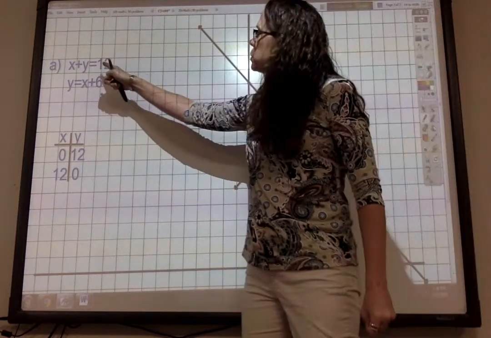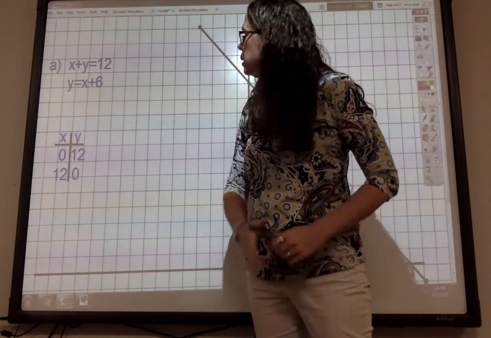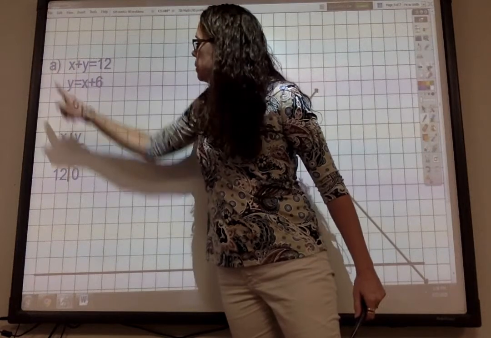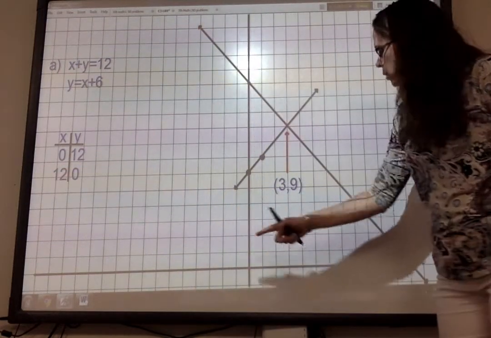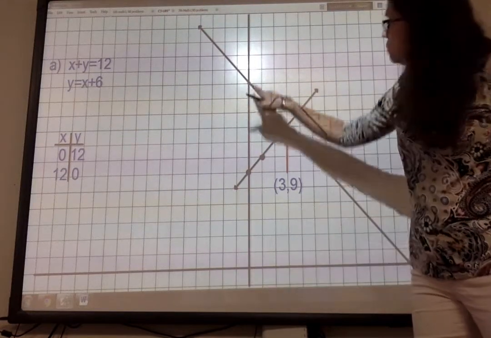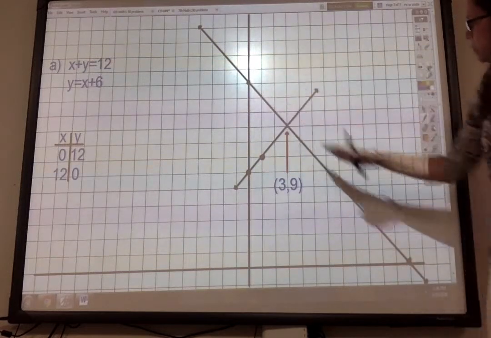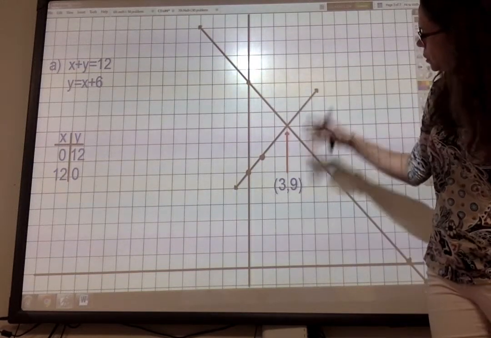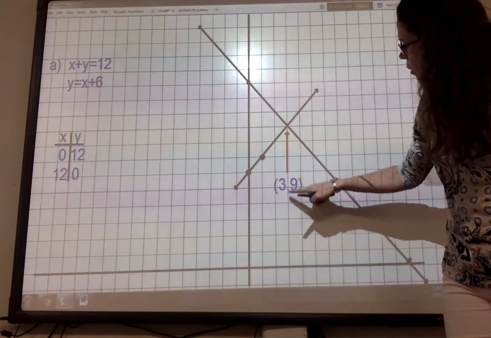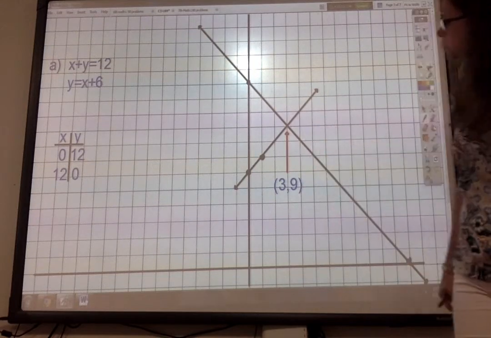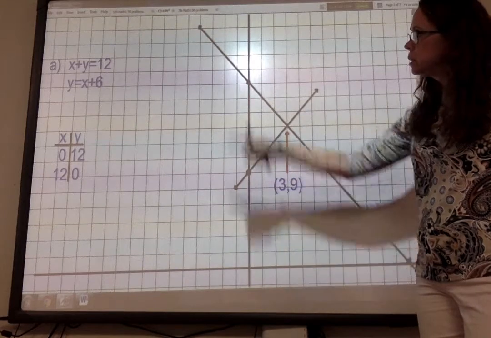So in this other one, x plus y equals 12, I need to use my graphing by intercepts method. So if x is 0, that means y is 12. If y is 0, x is 12. So I can graph those now. I have 0, 12 is here, and 12, 0 is here. I draw my line. Now these two lines intersect at 3, 9. 1, 2, 3, 1, 2, 3, 4, 5, 6, 7, 8, 9. 3, 9. I'm saying 3, 9 is the solution to this system.